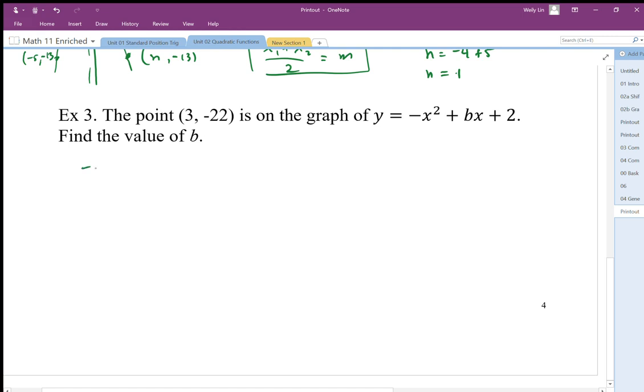So y is equal to -22. x is going to be 3. So I end up with 3b plus 2. Well, this is an equation with one variable to solve for, so I'm just going to solve for b. So I end up with -9 plus 2 plus 3b. And then solving for the b value, I'm going to add 7 to both sides, and I end up with b is equal to -5.